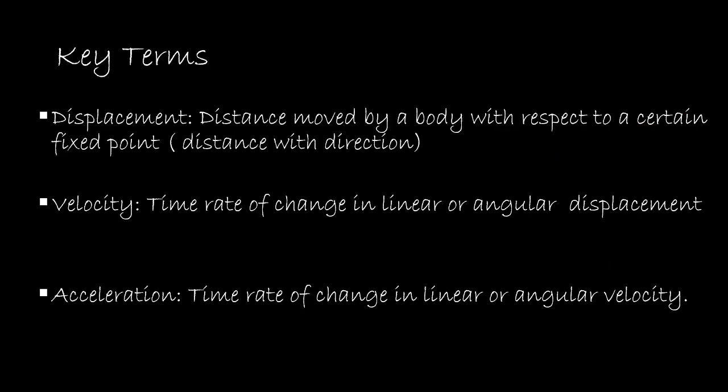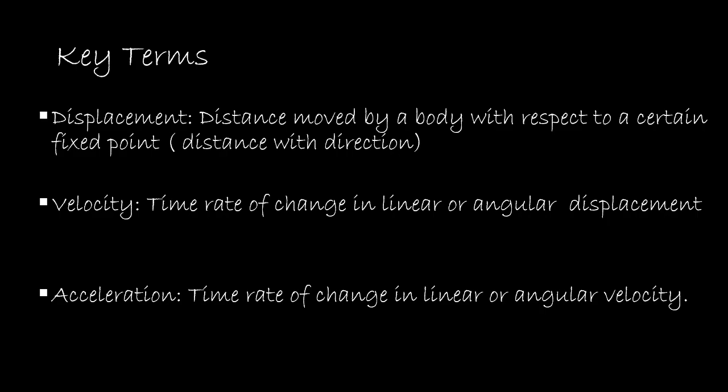So let us look at some terms under kinematics you need to know. The first is displacement. Displacement is the distance moved by a body with respect to a certain fixed point. So it's simply distance with direction. As we know, distance has no direction. It only has magnitude. It's a scalar quantity. But if a body moves through a distance with respect to a fixed point, with a direction, that's what we call displacement.